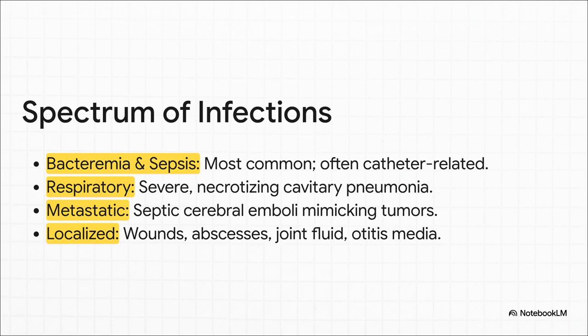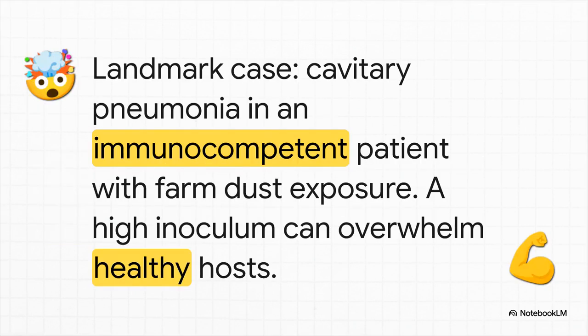We're talking metastatic infections, where it seeds the brain and causes septic emboli. And of course, you've got all the localized stuff: wounds, abscesses, joints, you name it. And this is where we have to challenge that simple opportunist label. There's this landmark case of an immunocompetent guy.